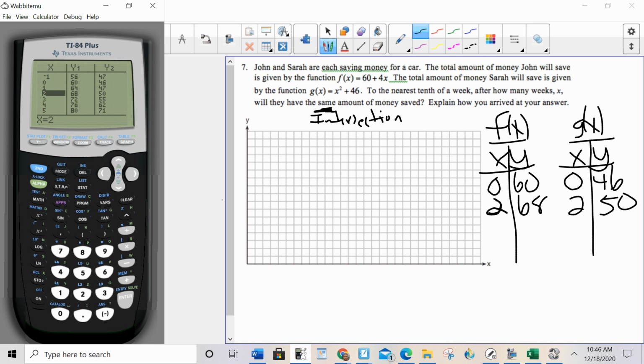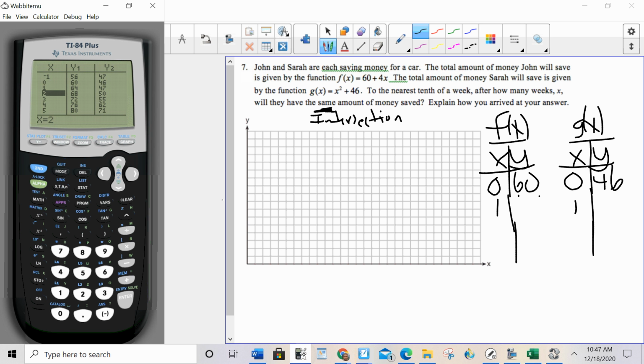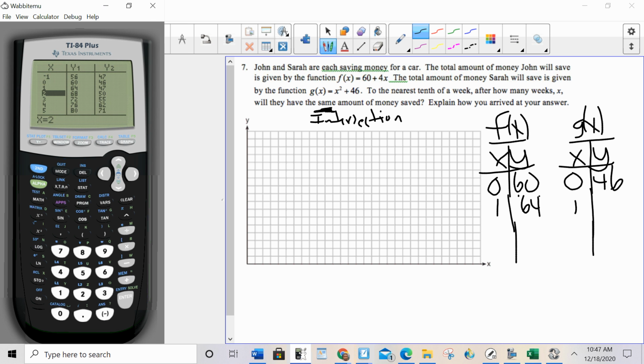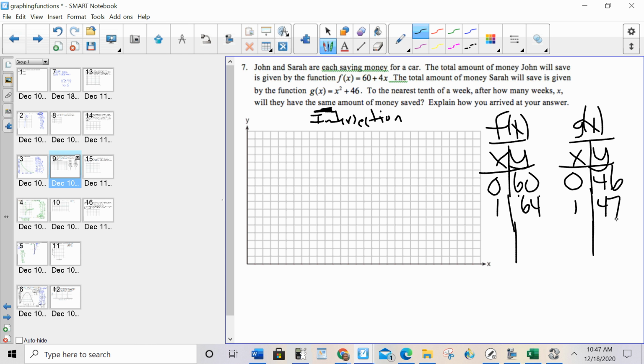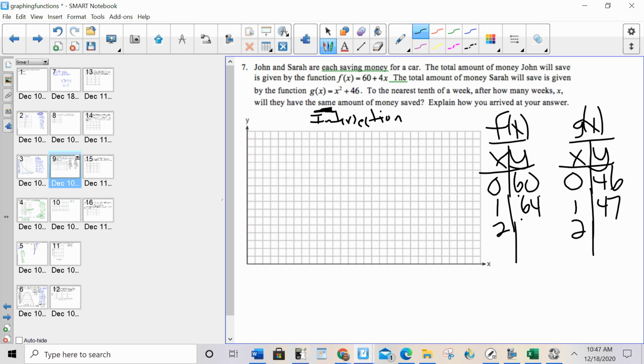No, I want to include the 1 just because I see that 1 is the vertex. So I'm going to include 1 as well, and I'm just going to erase that. Any key points on the graph you want to include, and I see in my Y2 that 46 in the middle of it. So I do want to include that. So 1 is going to be 64 and 47. 2 is going to be 68 and 50.